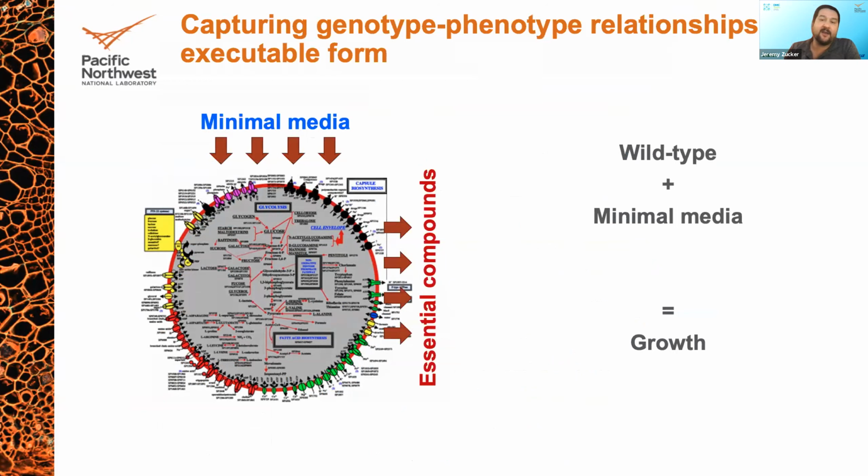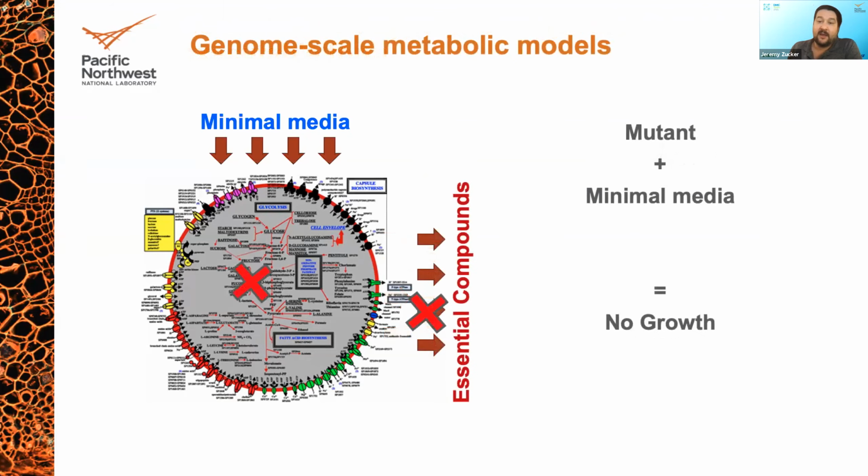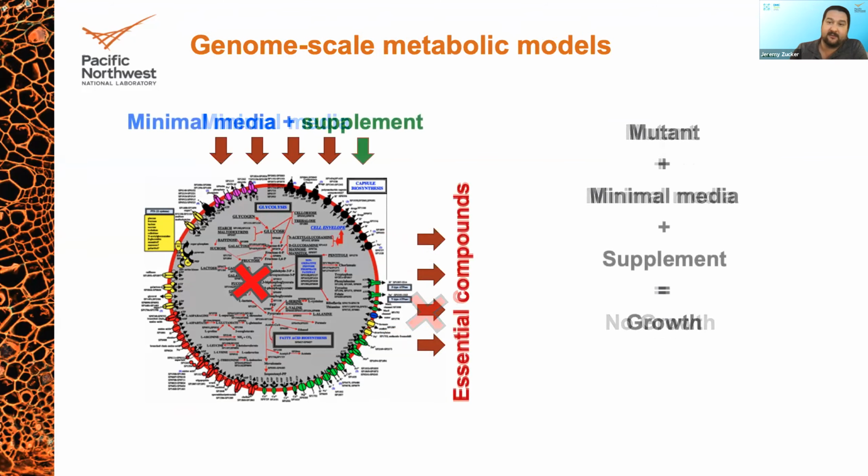For example, if we provide the metabolic network with minimal media, and the network is capable of producing all of the essential compounds that are necessary for growth, then this is a prediction that the organism is capable of growth in that nutrient condition. If we then remove a reaction from the network, and one or more essential compounds can no longer be produced, then this is a prediction that the gene that codes for the enzyme that catalyzed that reaction is essential. If we supplement the minimal media with additional nutrients, and the mutant is now capable of producing all of the essential compounds necessary for growth, then this is a prediction of an auxotrophic mutant.